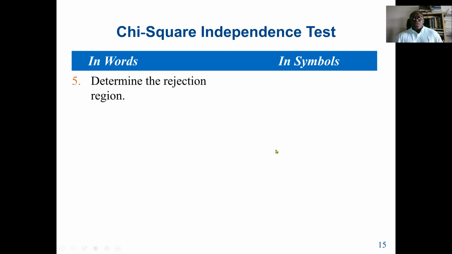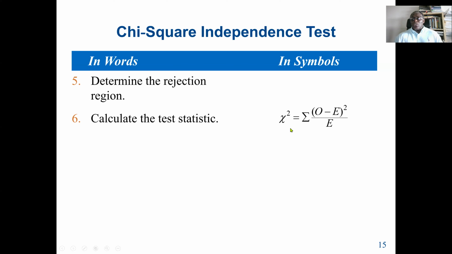Again, we're going to do an example soon. After we find the level of significance and degree of freedom, we get a critical value, then we can determine the rejection region. After that, we find the test statistic. If the test statistic value falls in the rejection region, we conclude that we reject H0. If it falls inside the accepted region, we conclude that we fail to reject H0. Again, this is the same chi-square formula.